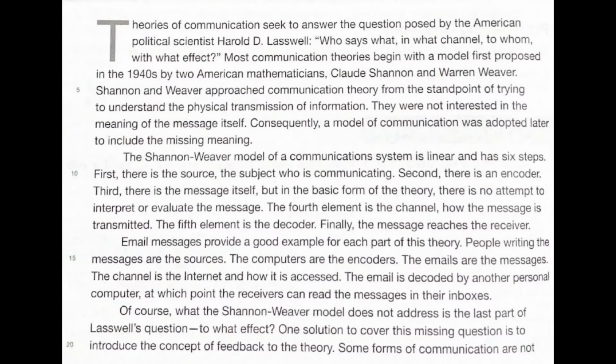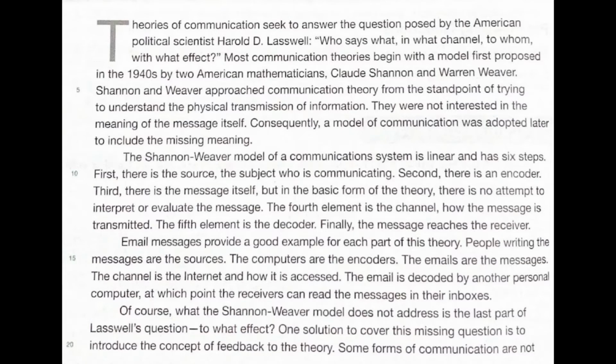Third, there is the message itself, but in the basic form of the theory, there is no attempt to interpret or evaluate the message. The fourth element is the channel, how the message is transmitted. The fifth element is the decoder. Finally, the message reaches the receiver.